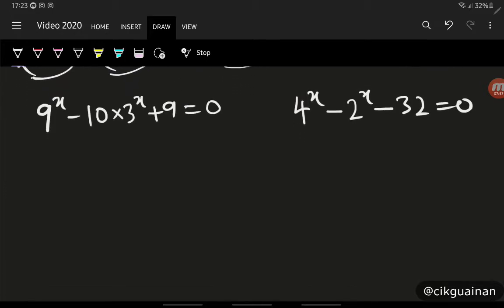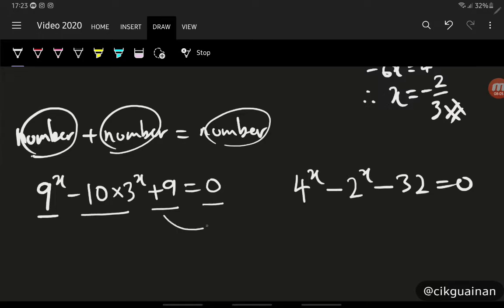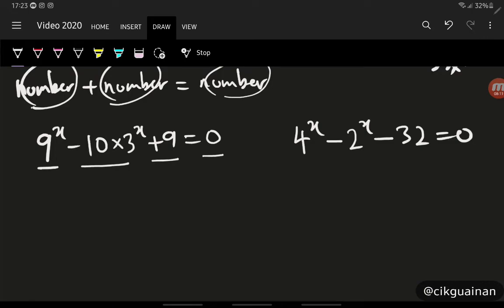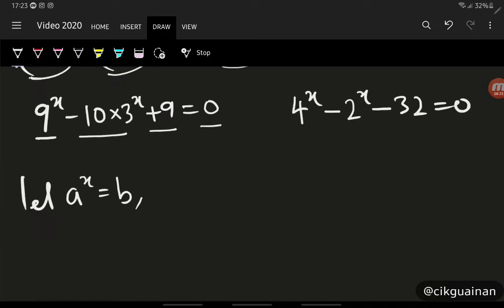So for the first one, we have number plus number equals 0. Same thing, equal a number, because the 9 over here brought here also equals a number. For this kind of problem, we have to let a number to the power of x equal b. As you can see here, the smallest base that we can think of from this equation is base 3, which is over here. So we can decide to let 3 to the power of x equal b.